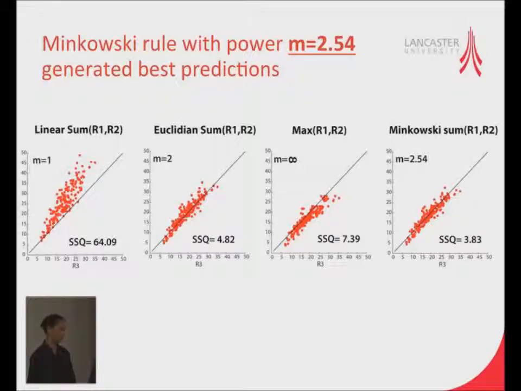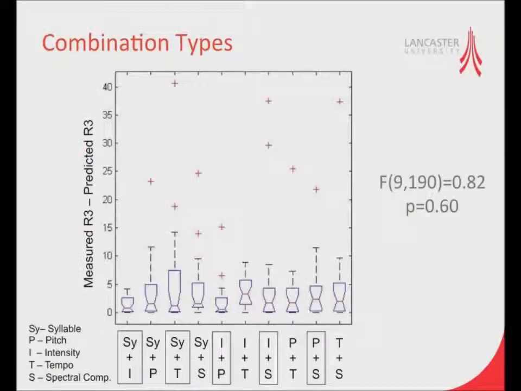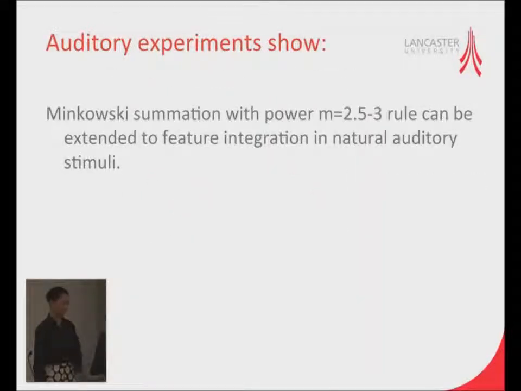Okay, again, linear summation overestimates, Euclidean overestimates a bit, maximum underestimates, and Minkowski 2.5 generates the best results. And again, I did a post hoc analysis to see whether the estimates are different for the different types of combination, and they're not. So it's consistently good for all different types of integration across dimensions. So the auditory experiments show that a Minkowski summation with power between 2.5 and 3 can be extended to feature integration in natural auditory stimuli.